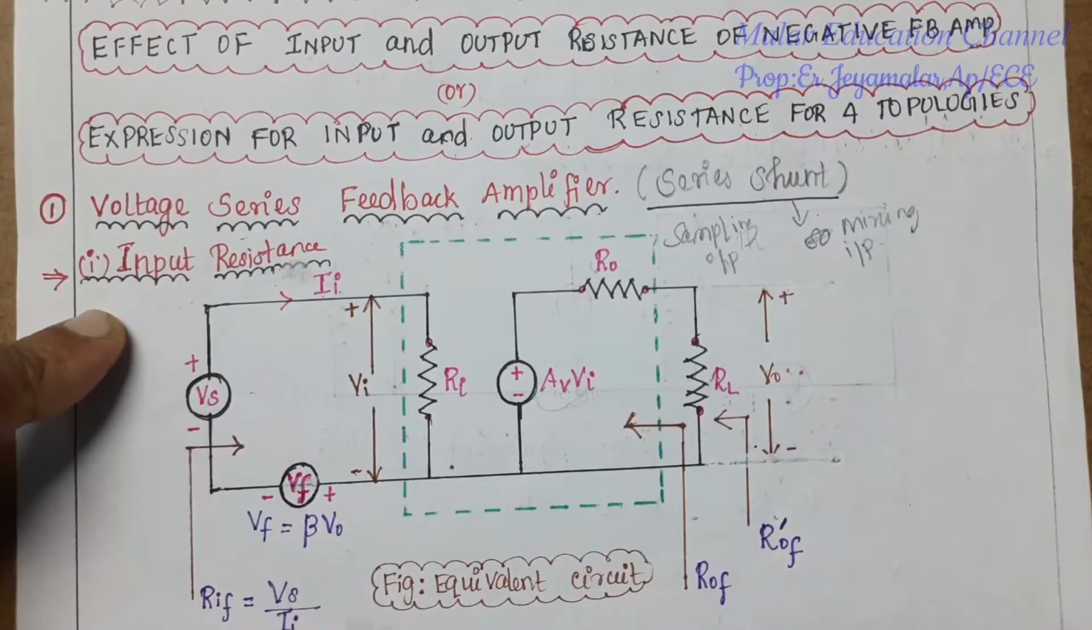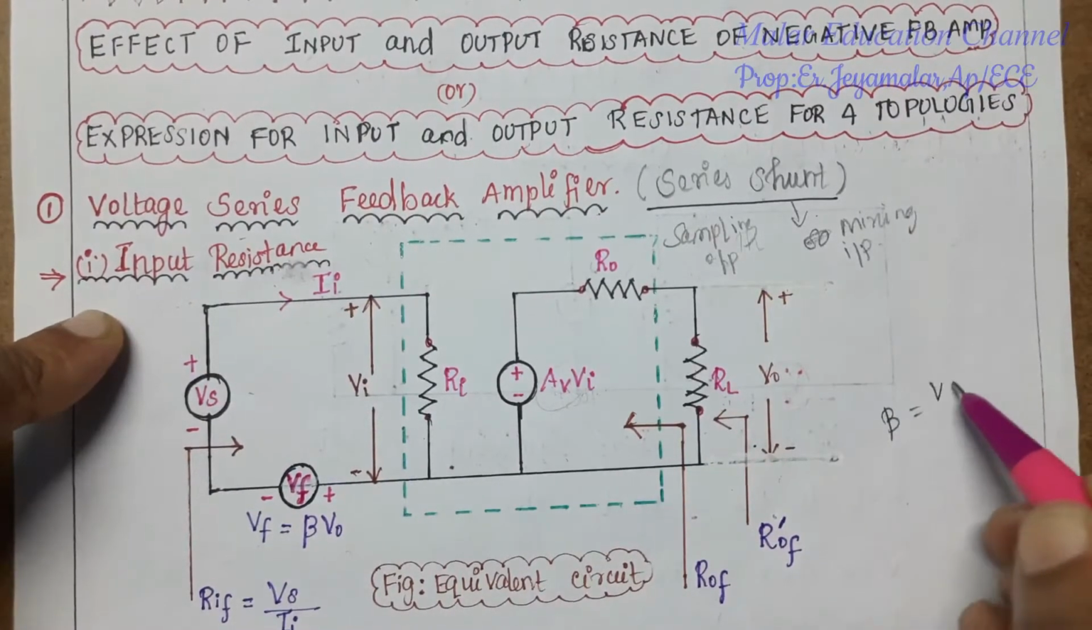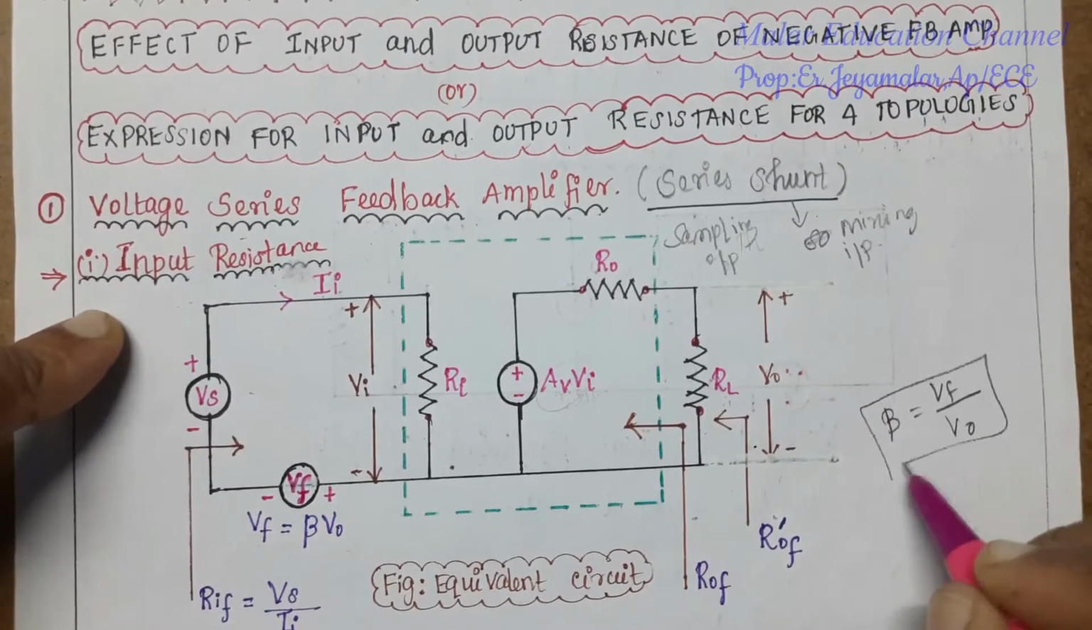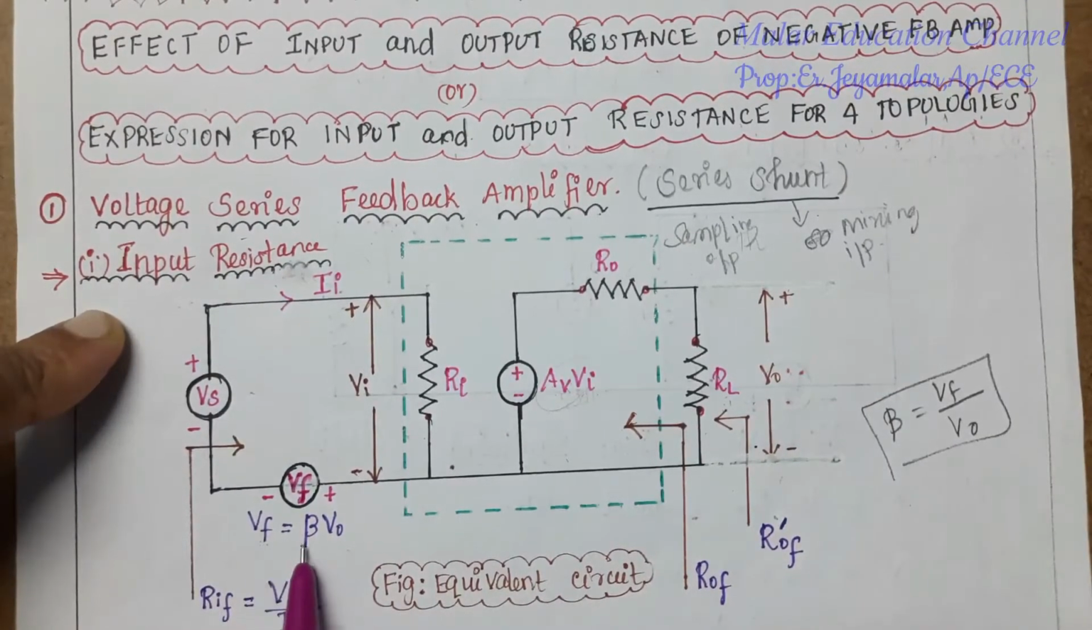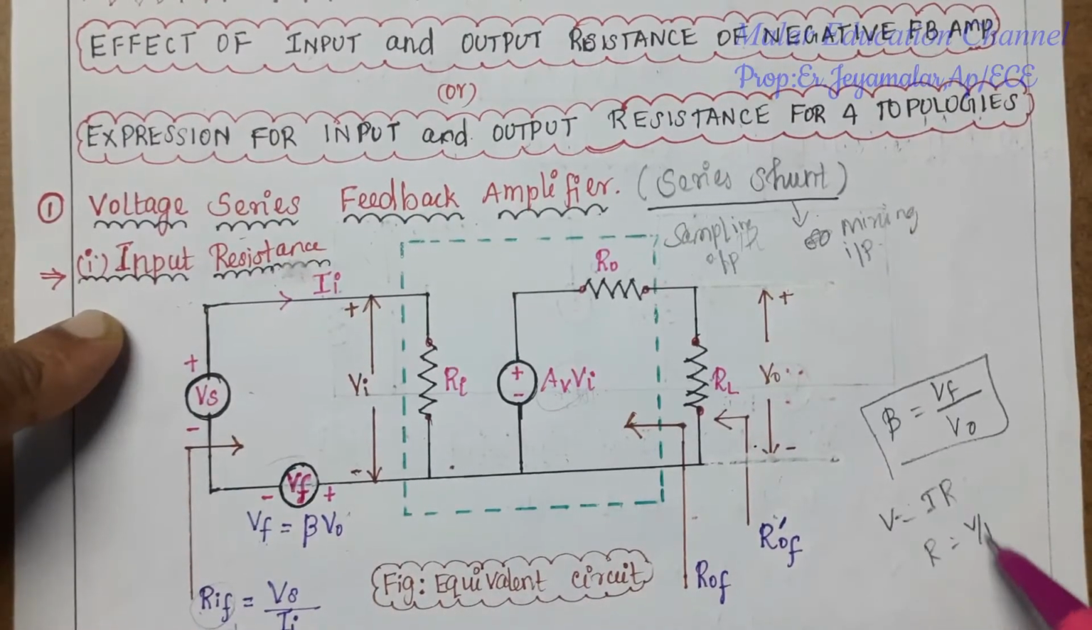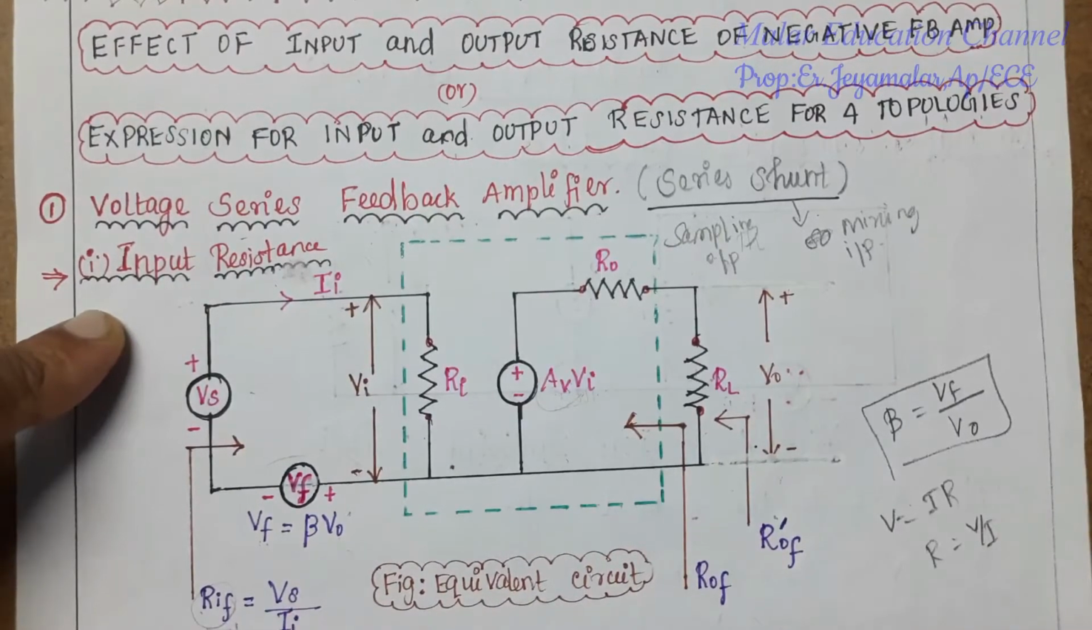Here, in the feedback network, we know the formula beta equal to Vf by V0, isn't it? So here also write Vf equal to beta into V0. This is for the input section, so that RIF is the input feedback resistance. We know Ohm's law, V equal to IR, so R equal to V by I. Similarly here also, R equal to Vs, the source voltage, divided by the input current.